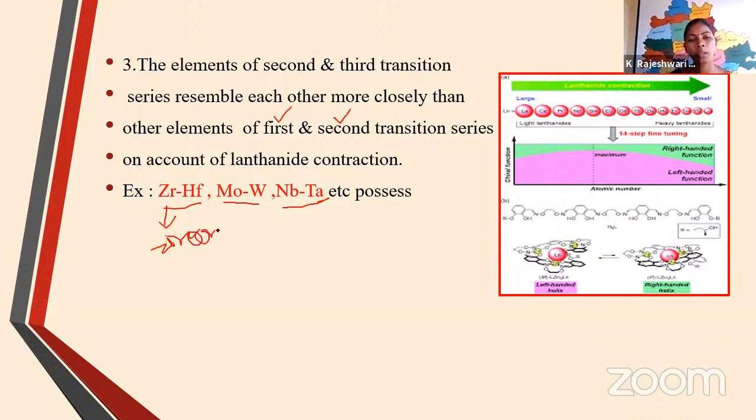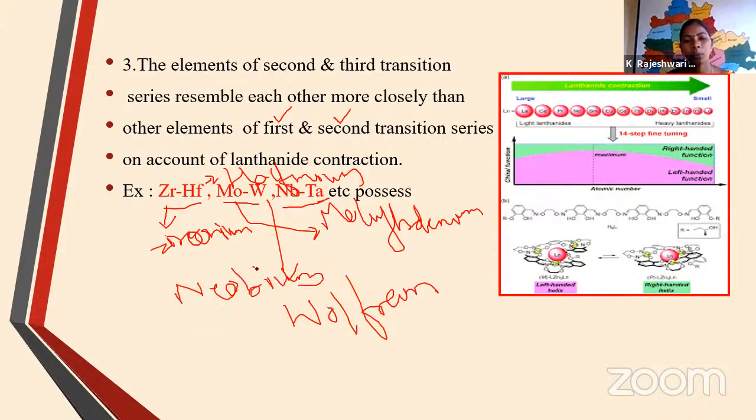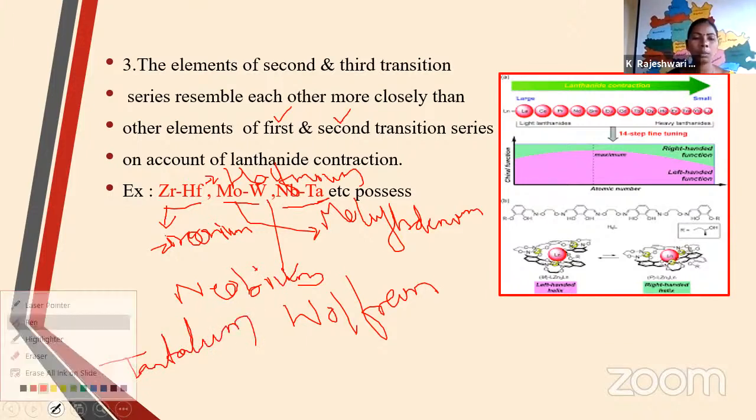Zr means zirconium. Already I have given all these elements in the long form of the periodic table. Hf means hafnium. Mo means molybdenum. And W means wolfram. Nb means niobium. Ta means tantalum. These are the elements. All these you can remember.